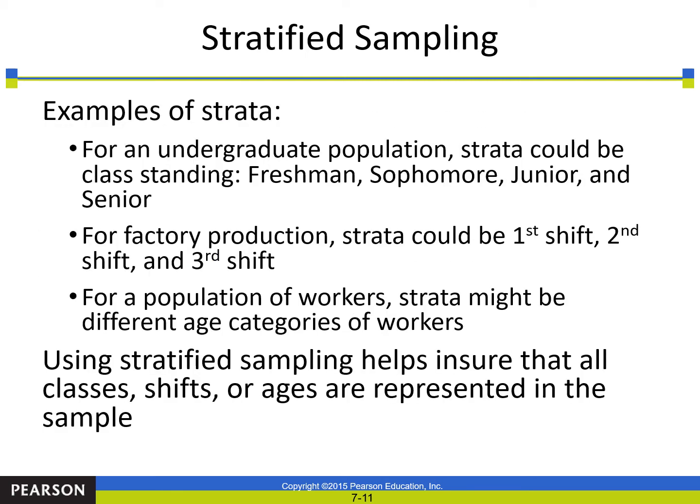Okay, so here's some examples of strata. At a college, we could have freshman, sophomore, junior, and senior years, right? So you can see there's no overlap. They're all mutually exclusive. You can be one, but not the others. Okay, factory shifts, so first, second, third shifts. Different age categories, so could be something like from 20 to 29, 30 to 39, and so forth.